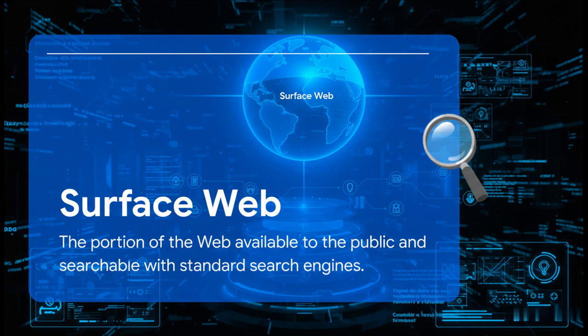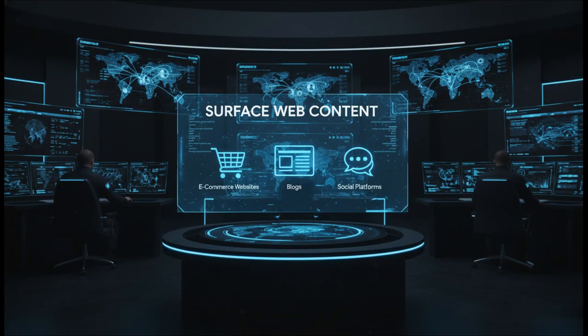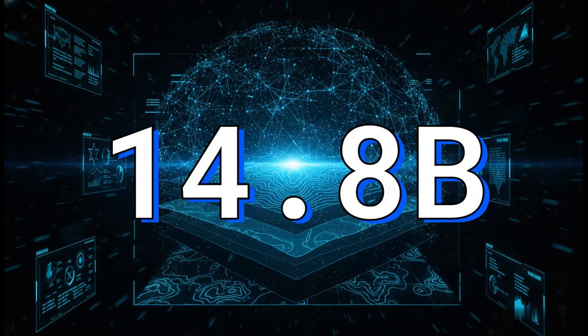No way, right? To really anchor this concept, let's look at some relatable examples. Common surface web content includes stuff like news websites, blogs, your favorite social media platforms, and e-commerce sites. Basically, if you can Google it and just click on it without needing a special login or some special tool, well, it's floating right there on the surface. To put the sheer scale of this into perspective, as of 2015, one estimate found that Google's index of the surface web contained roughly 14.8 billion pages. 14.8 billion. That establishes a massive baseline for sure, but remember, that's still just that top 10%.